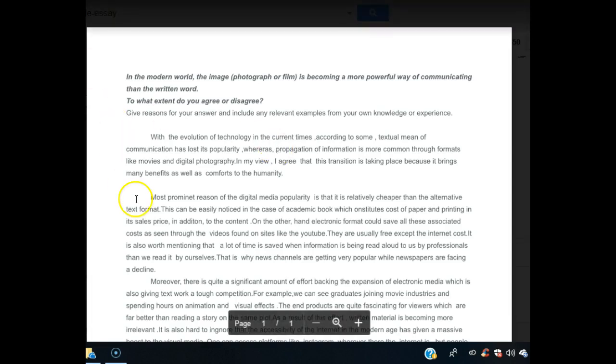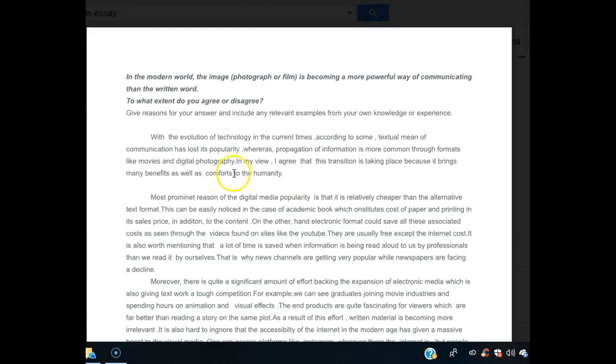The most prominent reason for the popularity of digital media, you can see that I'm making direct changes onto some of the grammar here, is that it is relatively cheaper than the alternative text format. This can be easily noticed in the case of academic books. You need an S, which I don't know what this means. I have no idea what it constitutes.